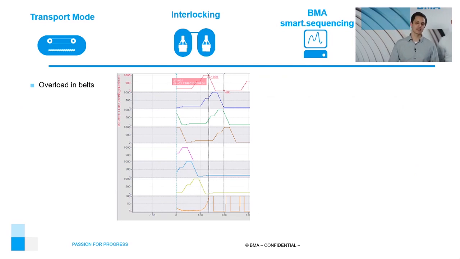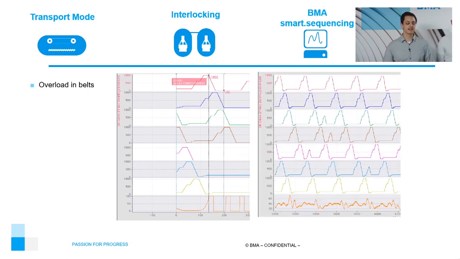After installing and configuring the BMA Smart Sequencing, we could see that all the machines are still discharging a little near the others, but in a different way. And we can see here the load of the conveyor. Sometimes we still have peaks, but they are okay. They are between 20 and 70% of the load of the conveyor. By doing it, the conveyor was never overloaded again. So this is a really good application that worked for our customer.